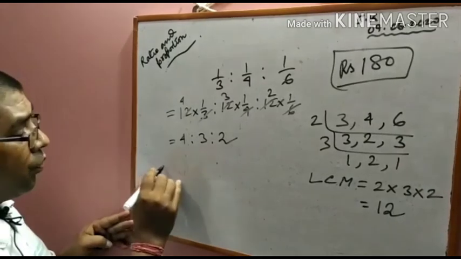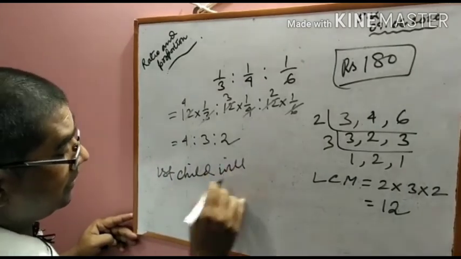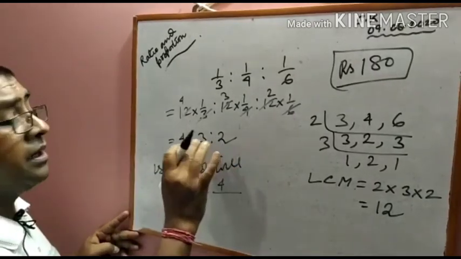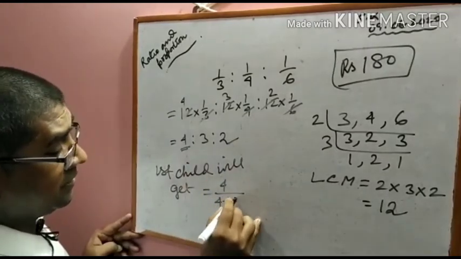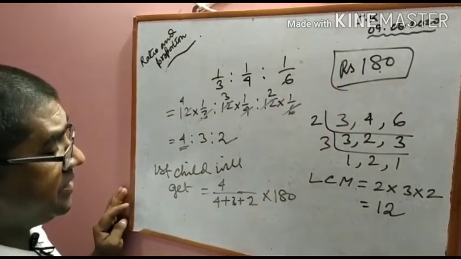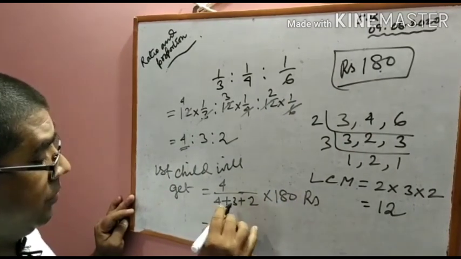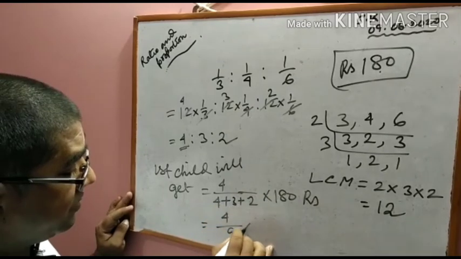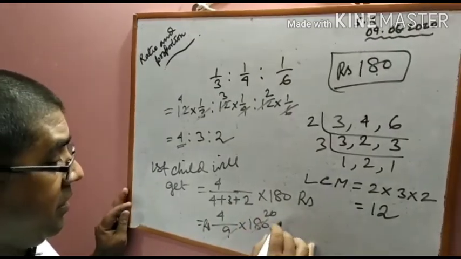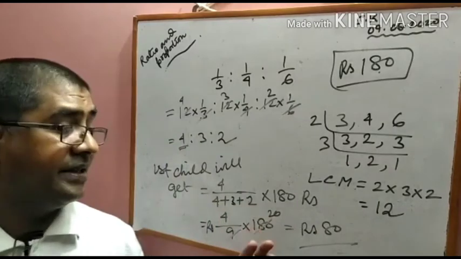So first child will get 4 divided by the sum of the terms 4 plus 3 plus 2 into total amount of money, that is rupees 180, that is 4 by 4 plus 3 plus 2, 9, into 180 rupees, that is 9 twos are 18, that is rupees 80. So the first child will get rupees 80.